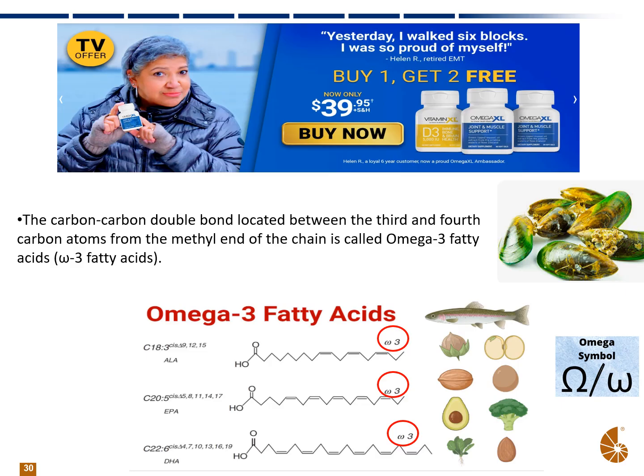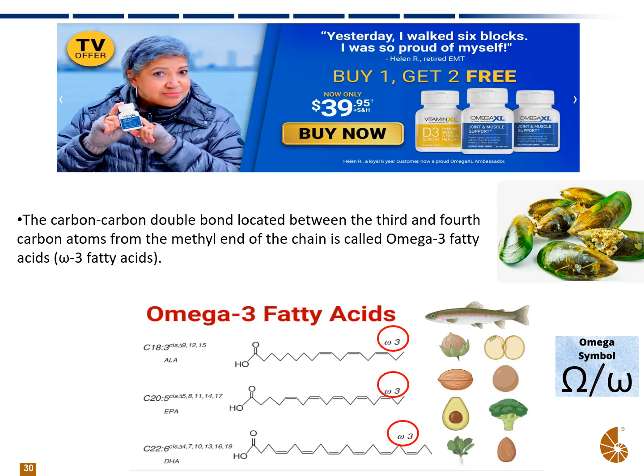You don't have to go to New Zealand to get green-tipped mussels, but there's lots of foods that have omega-3 fatty acids. So what does omega-3 fatty acids mean? Omega is the Greek symbol, and the lowercase omega looks like a little W. And what omega-3 fatty acids mean, let's look at these long fatty acid chains, because we were just talking about fatty acid chains, right? So these are 3 omega-3 fatty acids.